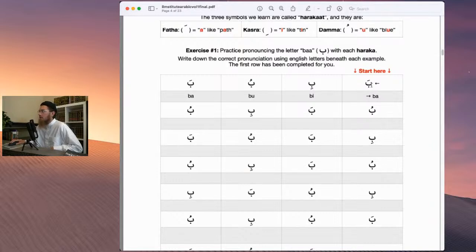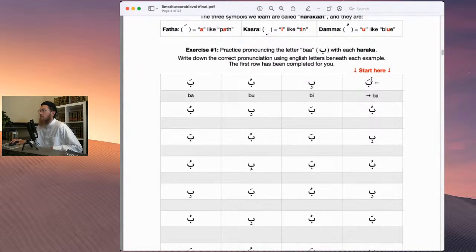So all that you're going to do is first you're going to look at the letter. Which letter is this? This is the letter ba. Then after you know that it's the letter ba, you're going to write a B for the letter ba. And then you're going to look at the haraka. Which haraka is this? Who can tell me in the chat? Which haraka is this? And what sound does it make?